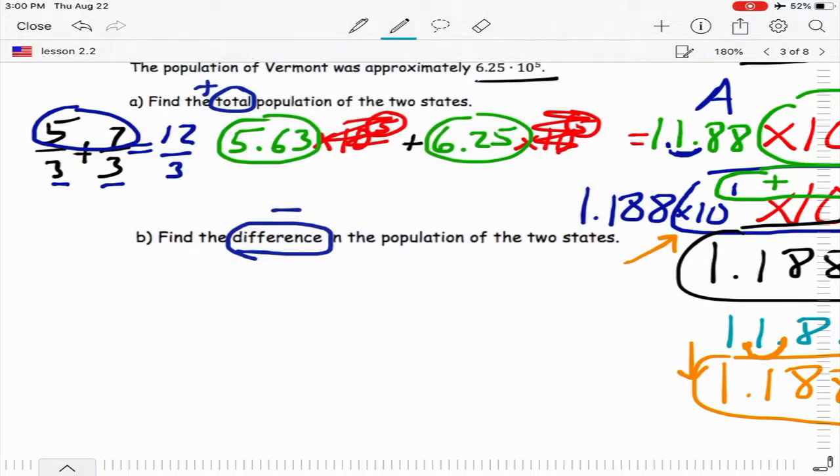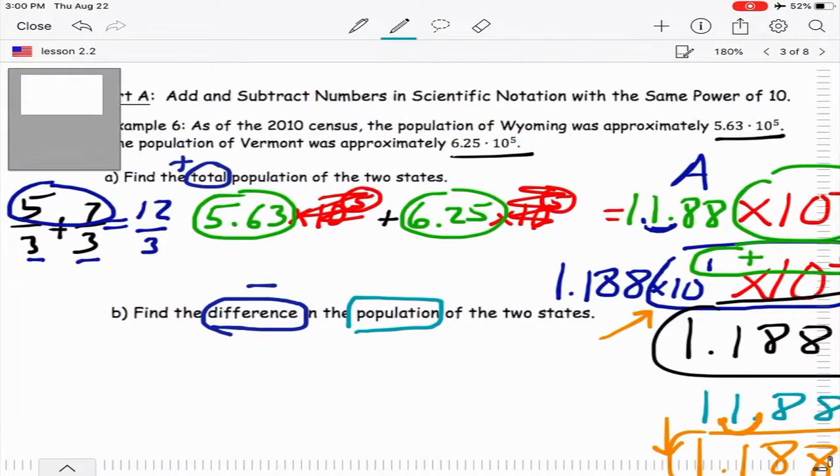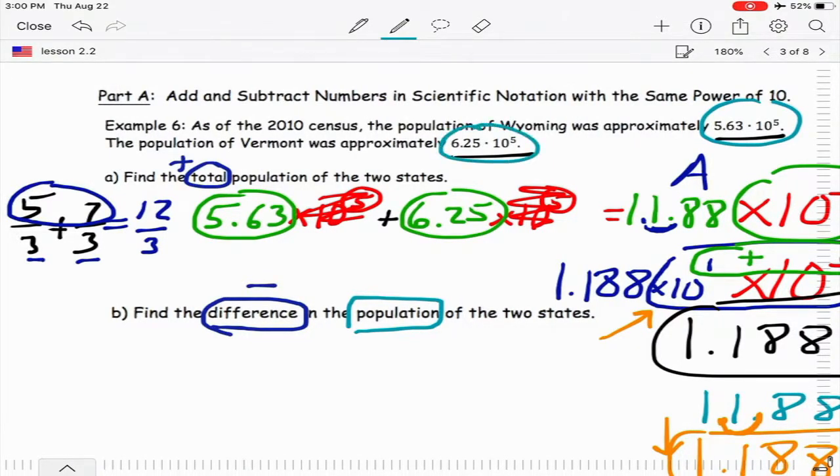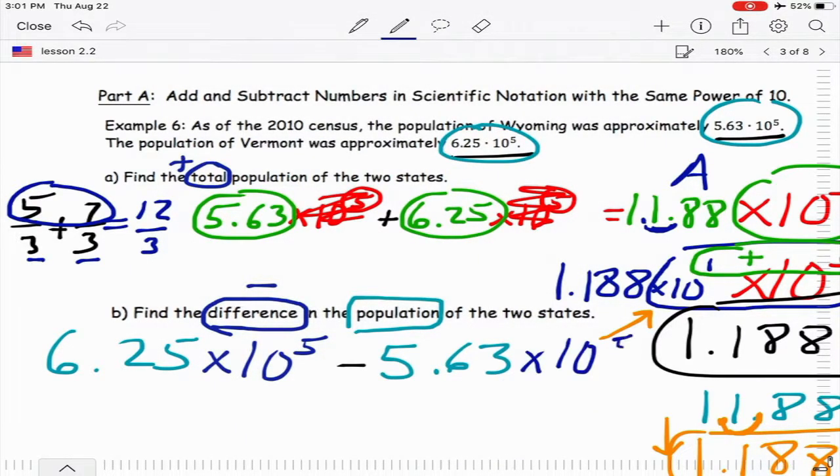Now understand, you're talking about population. So normally I tell you to read it like a book. Whatever number you read first, you put first. But obviously, even though you read this number first and this number second, because you're talking about population, you can't have a negative number. So we have to put the 6.25 times 10 to the fifth power first, and then minus 5.63 times 10 to the fifth.